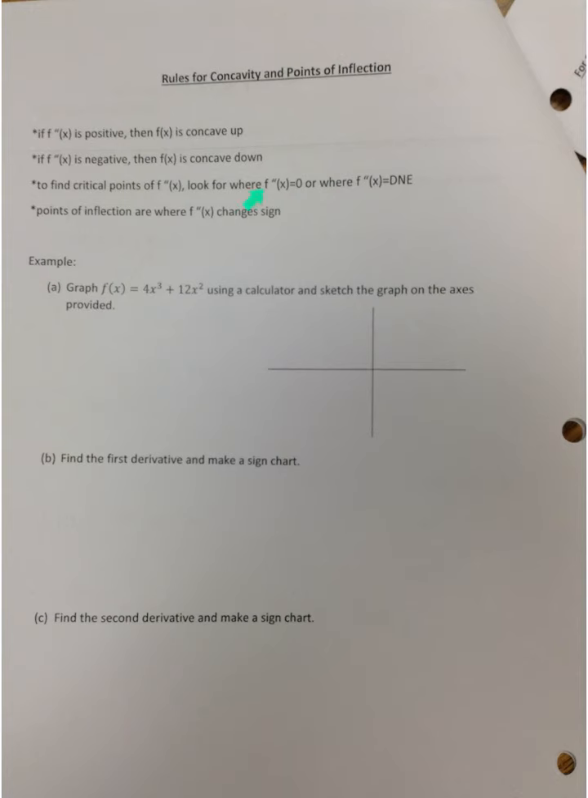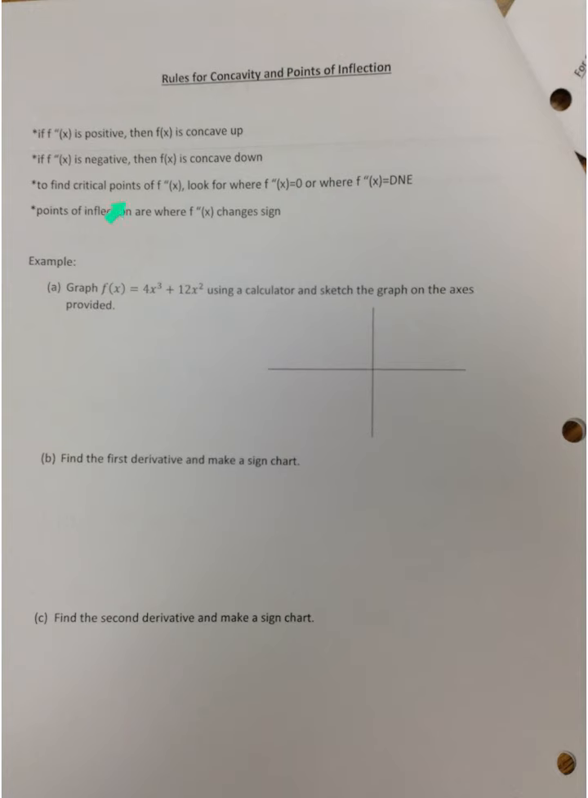All right, so I'm going to go through these rules up here, but I think, again, as we go along with each question, it'll make more sense. So the first rule is if the second derivative is positive, and this would be on a sign chart, then we know that the function would be concave up. Okay, concave up being like a cup. Now if the second derivative is negative, again on a sign chart, then the function would be concave down. Kind of like a frown. And you'll see again as we go through this.